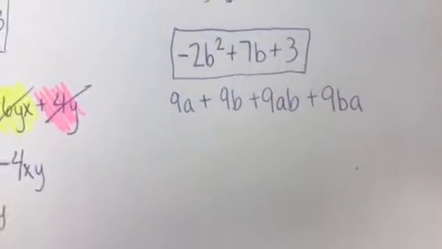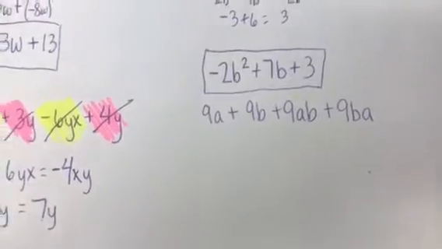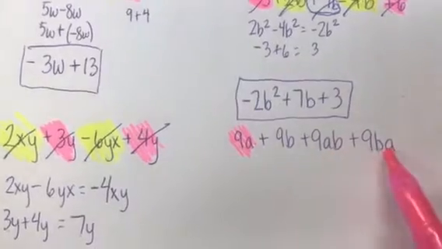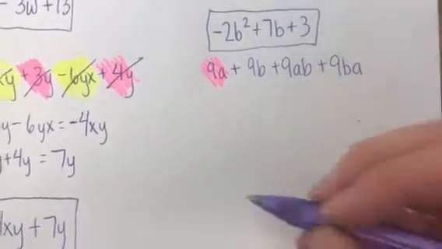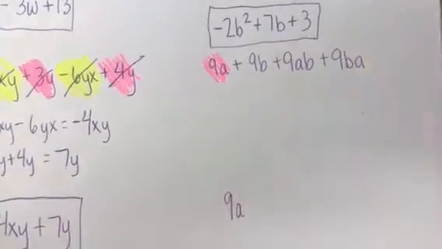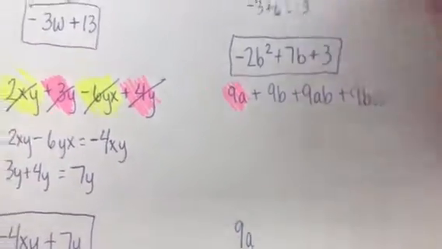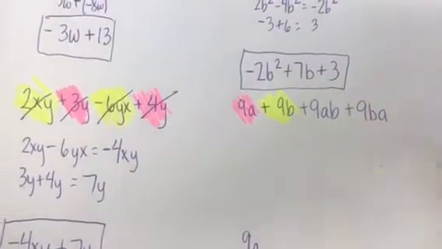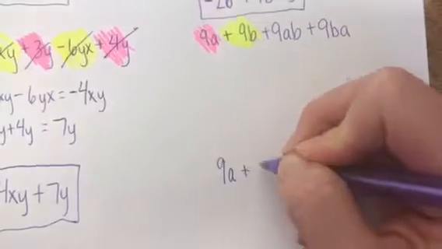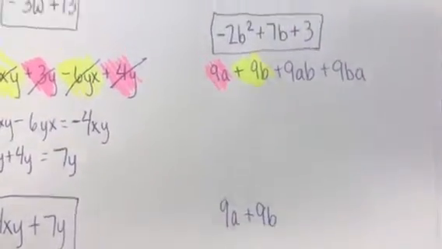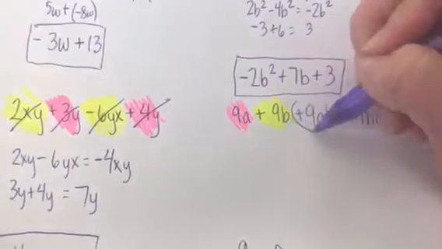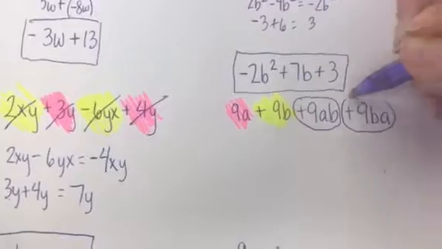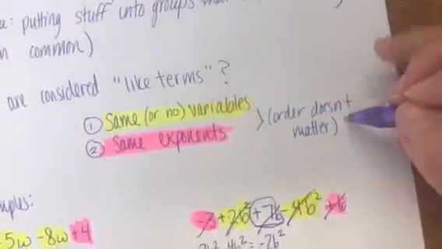Over here, I have a bunch of 9's and a's and b's, so let's just go one at a time. I have a positive 9a. I don't have anything else that's just a 9a, or just an a, so that'll be my first term. I don't have to combine it with anything. Then I have a positive 9b. I don't have anything else that is just a b, so that'll be my next term. And then I have a positive 9 times a times b, and a positive 9 times b times a. And remember, we said order doesn't matter.